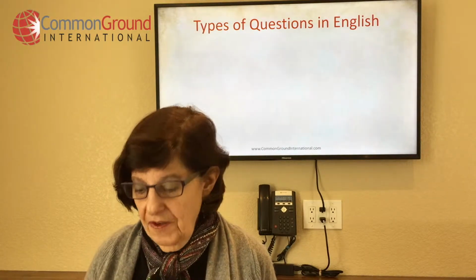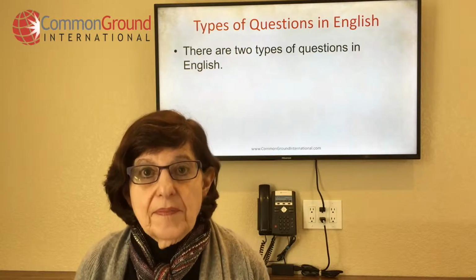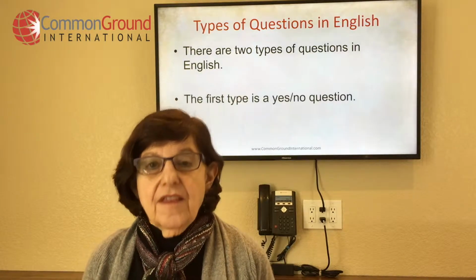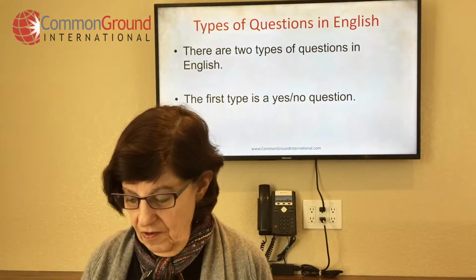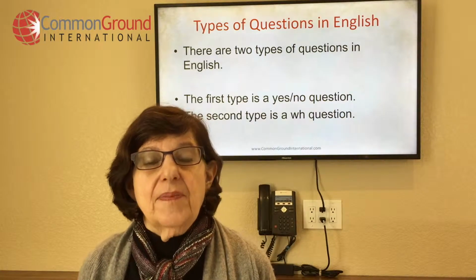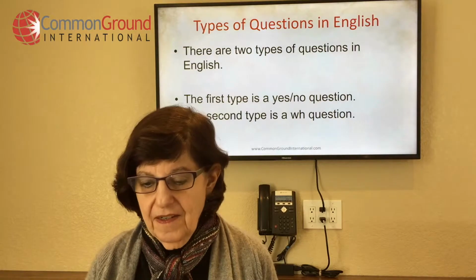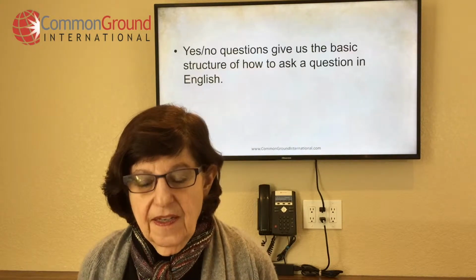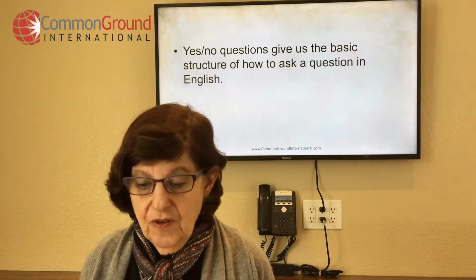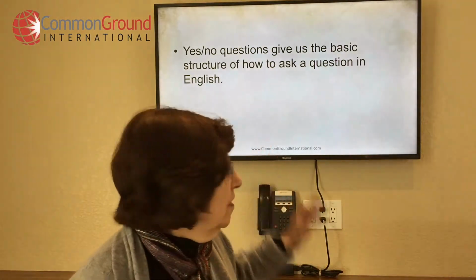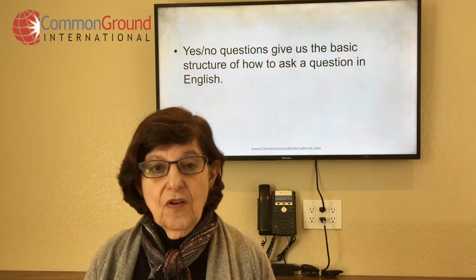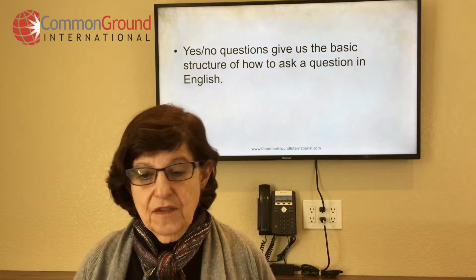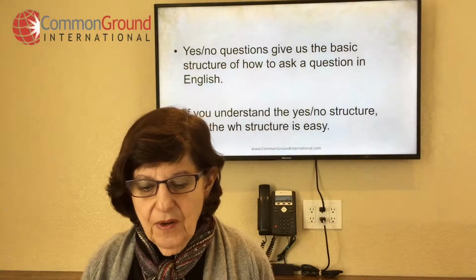What types of questions are there in English? We have two types of questions in English. The first type is what we call a yes-no question. That means the answer is either yes or no. The second type is a WH question. We'll go more into that. Yes-no questions give us the basic structure of how to ask a question in English. So I'm going to spend the most time with yes-no questions, because if you can do yes-no, WH is actually pretty easy. It's almost the same. If you understand the yes-no structure, you can do WH.